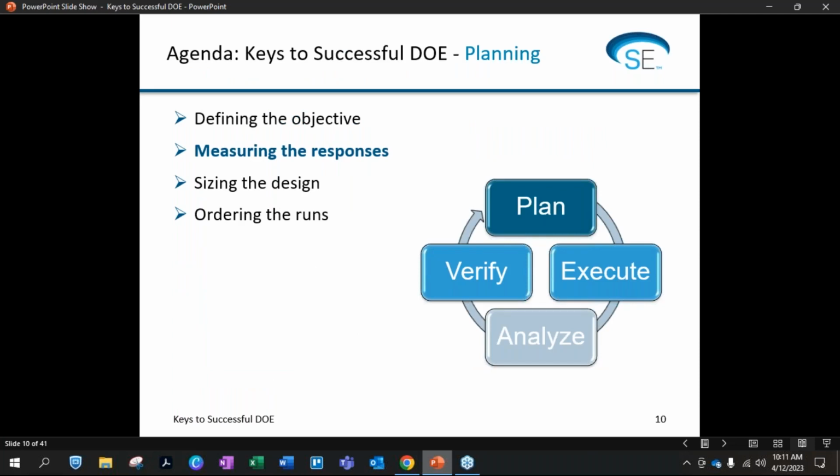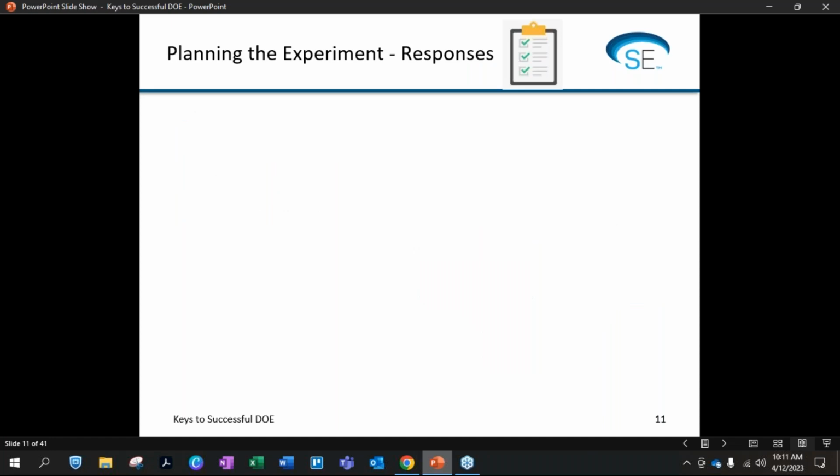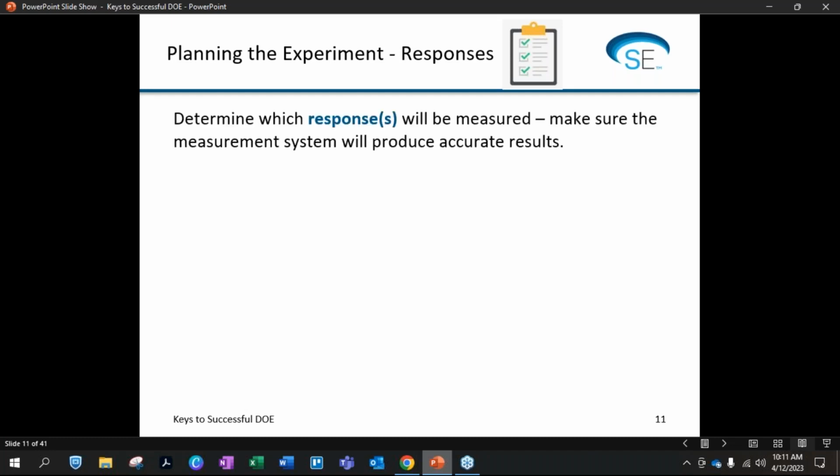Let's talk about your response measurements. The responses are the outputs, those key quality characteristics that are the goal of running the whole experiment. I mean, the whole goal is to get good data, right? So you're going to determine which responses will be measured and make sure that the measurement system is going to produce accurate results. Continuous numeric measurements are absolutely the best. This is what you want to strive for. If you're trying to fit a polynomial model, whether that's a straight line or a curve, a continuous numeric scale is going to be the best way to fit that data.